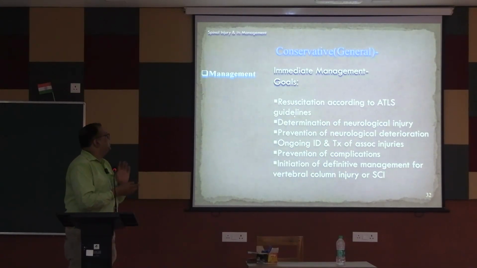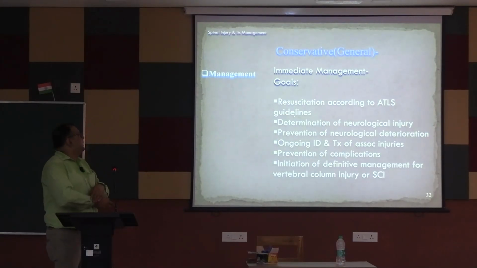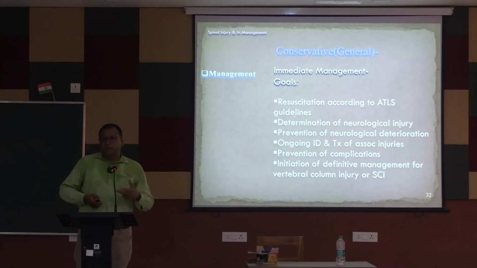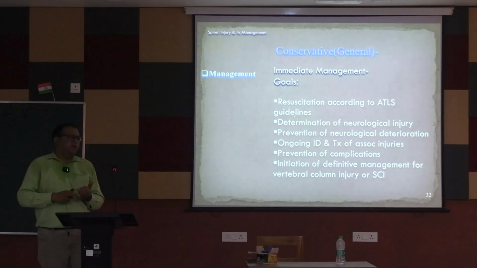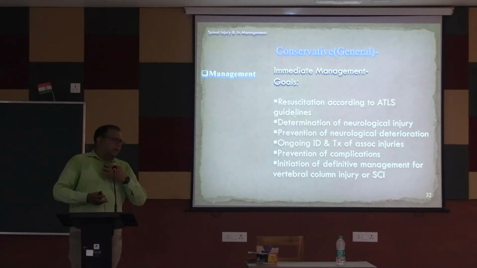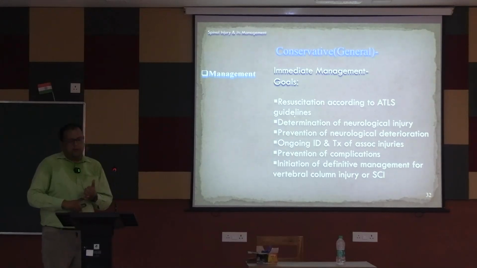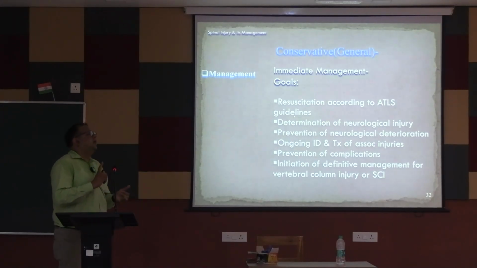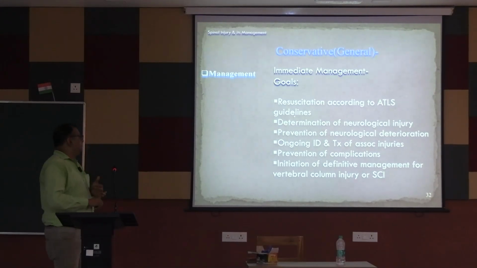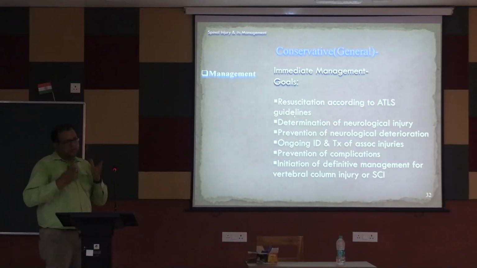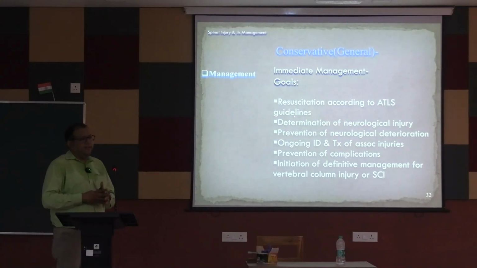Now what is the medical management? Conservative management. First is resuscitation, as I already told you, ABCDE. Next is determination of neurological injury. We use the landmarks to get the sensory level, get the motor level, right? So T4, T7, you get it done there. You note down the motor level, note down the power of the muscles, check the reflexes. And there should be prevention of neurological deterioration by cervical collar or any type of immobilization, like a hard board.